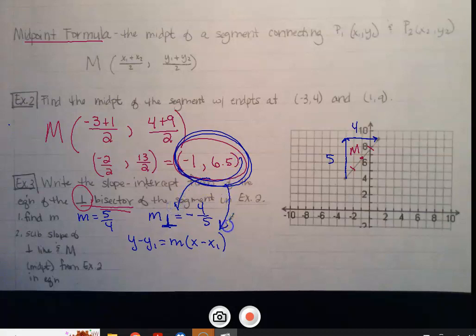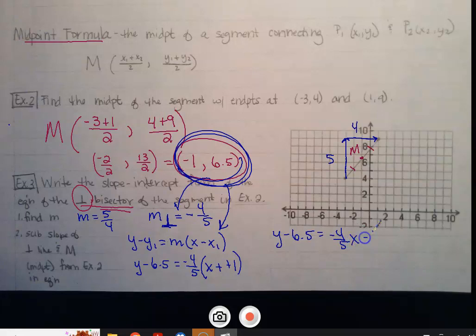Maybe I should draw it down here to this line. So it's going to be y minus 6.5 equals negative 4/5, which is my slope, times the quantity x minus negative 1. All right, so that's plus 1. Perfect. I'm going to move over here for my next step. So I've got y minus 6.5 equals, and now I get to distribute. Minus 4/5. Good.